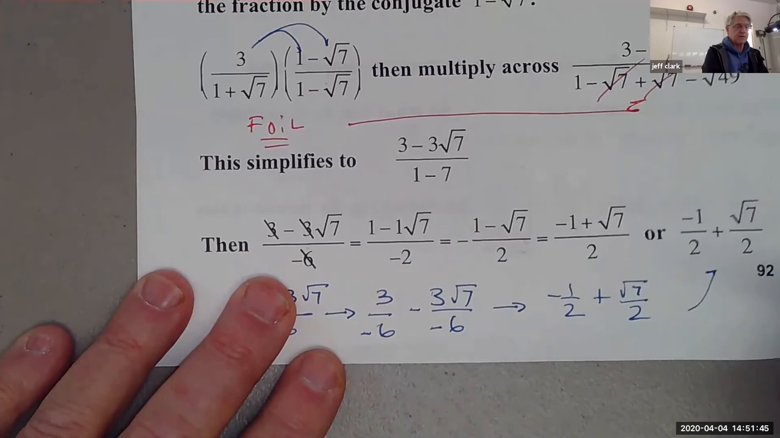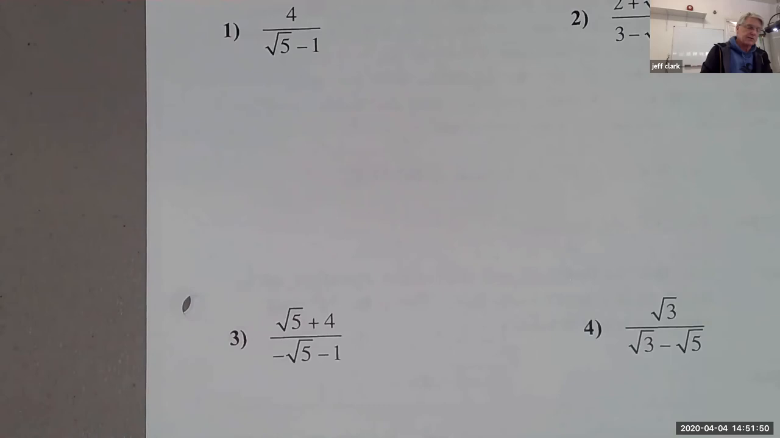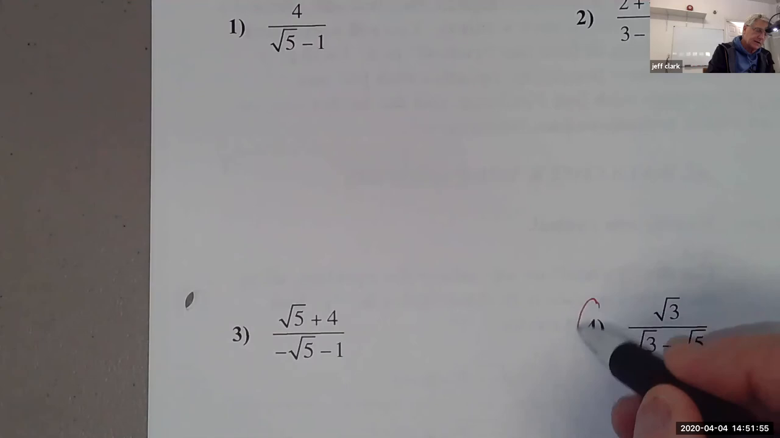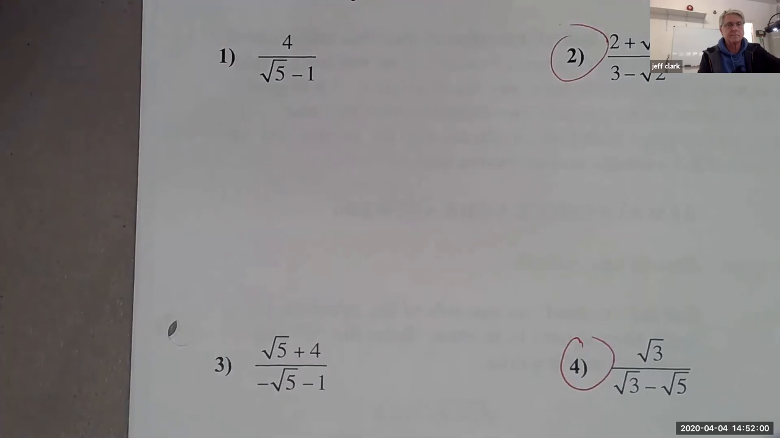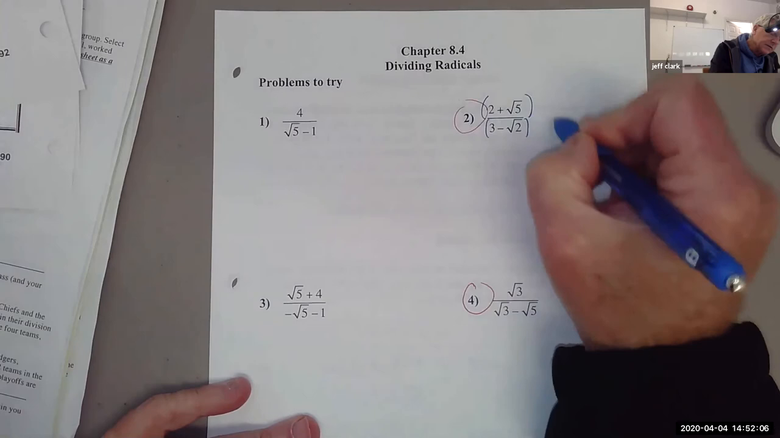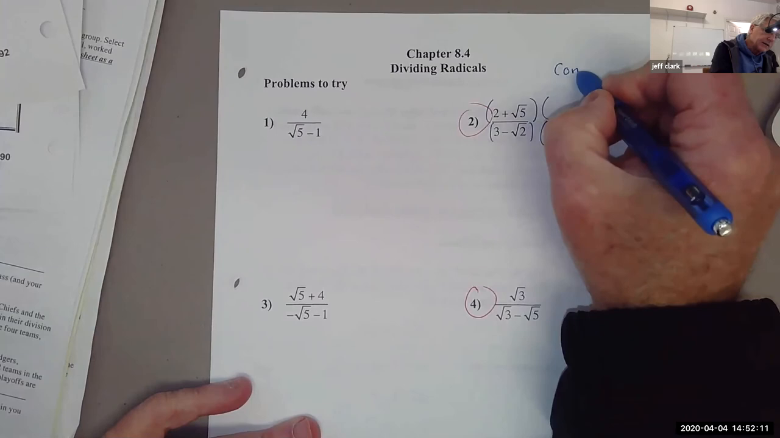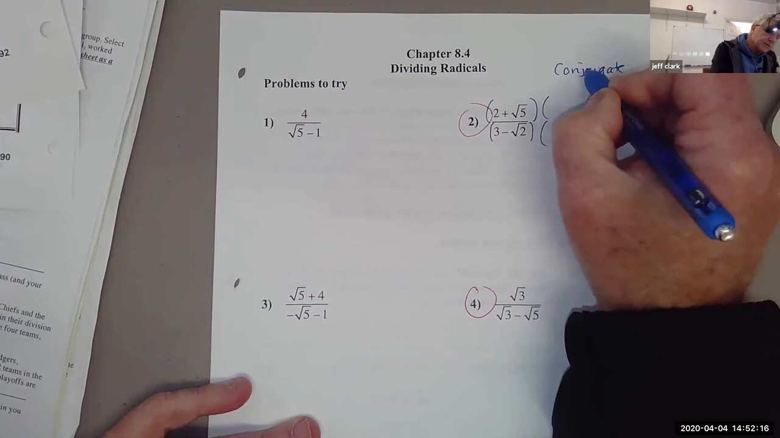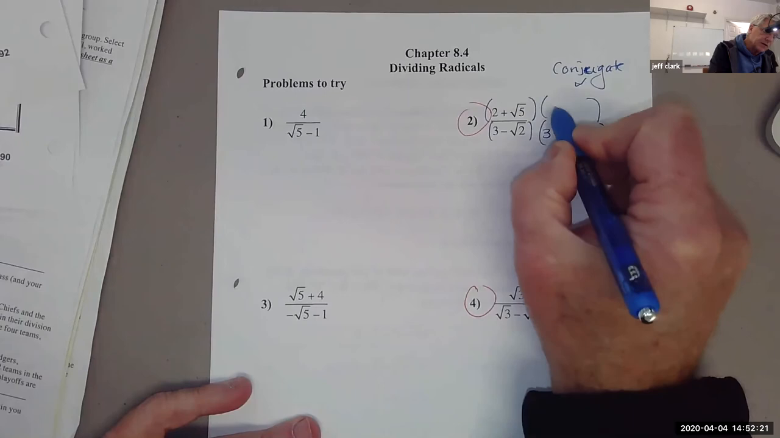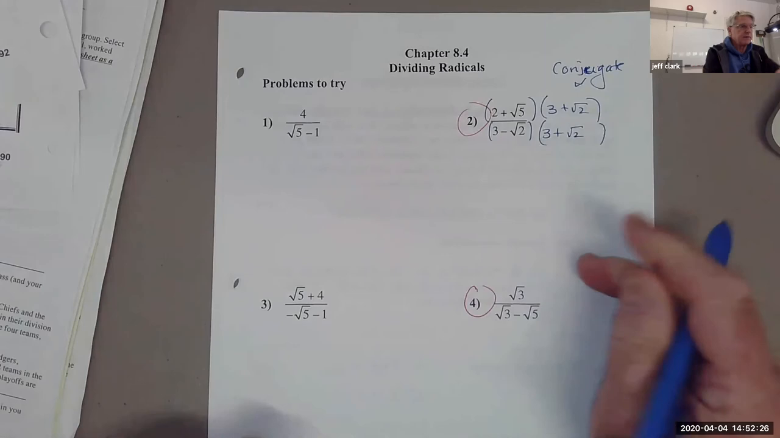Okay, these are the hard ones. All right, I'll do a few of these. I think what I'll do is I'm going to do this one and this one. I'll do those two for you today. So I put parentheses around it like this. Conjugate. Okay, these are conjugates. This would be 3 plus root 2. Same thing, 3 plus root 2. The conjugate of the denominator is what we want. Okay, now we FOIL.